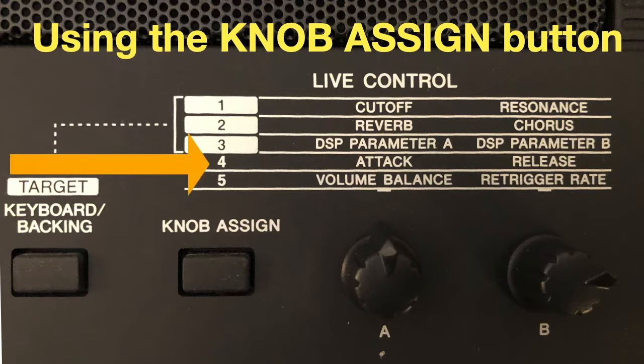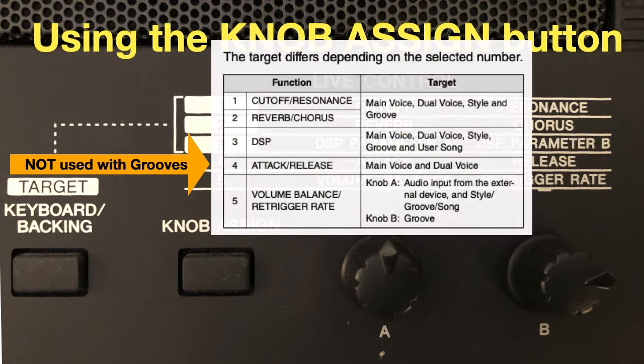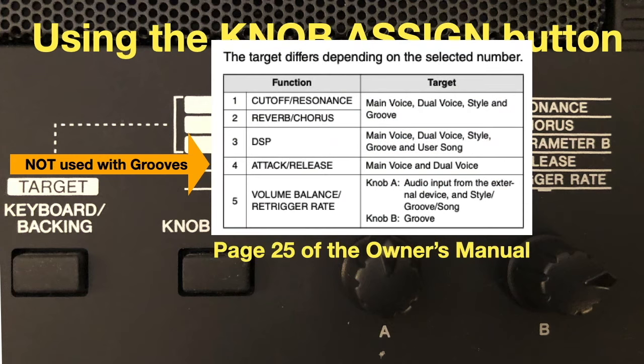So right from the get-go, I want to tell you this. Knob assignment number 4 is not used with the grooves. And here's how I learned that. In the owner's manual on page 25 is this table, and it tells you these 5 knob positions. And in position number 1, you can manipulate the groove.